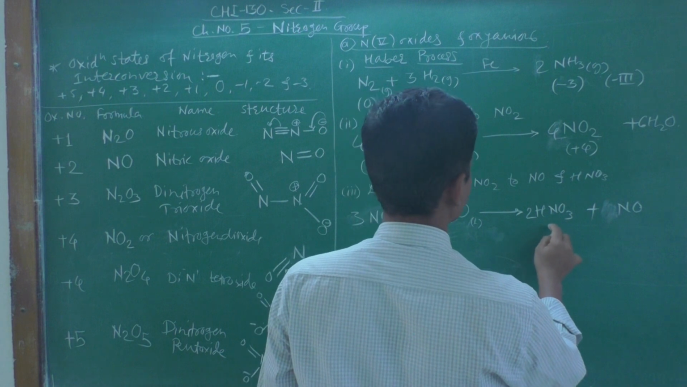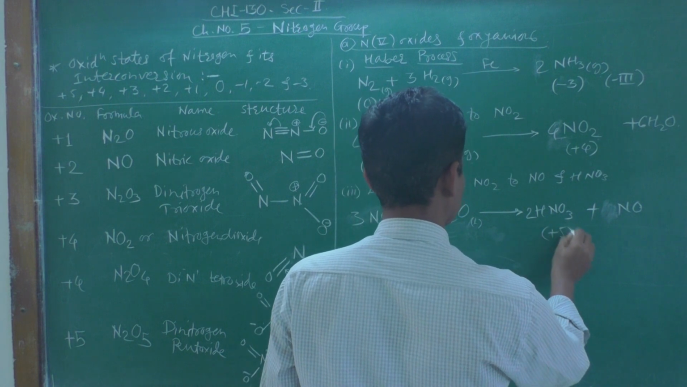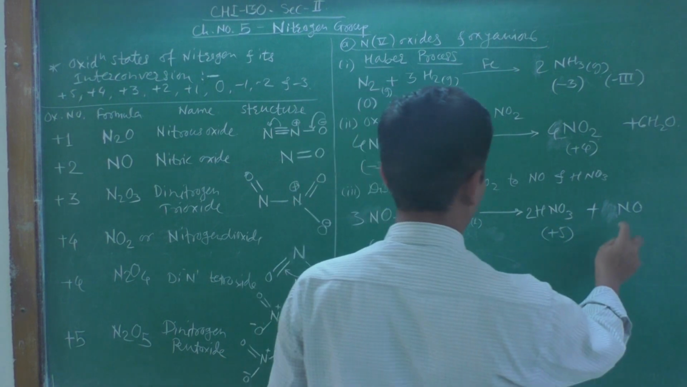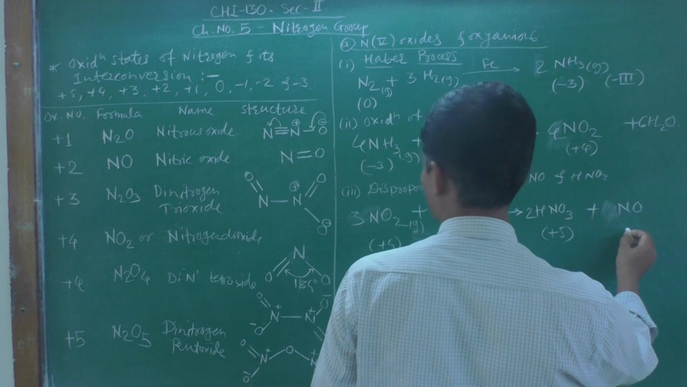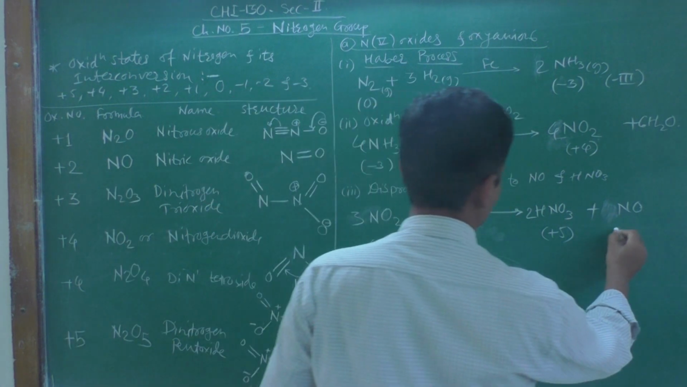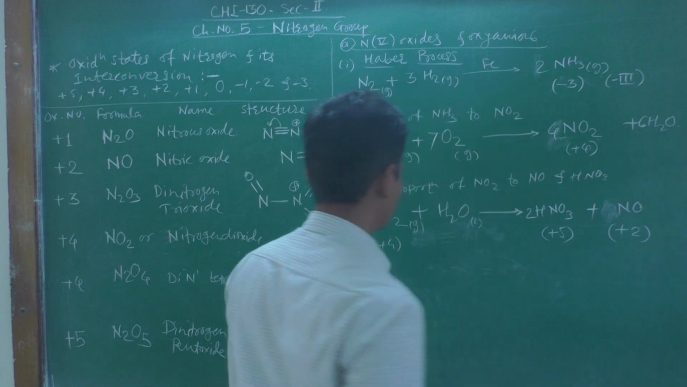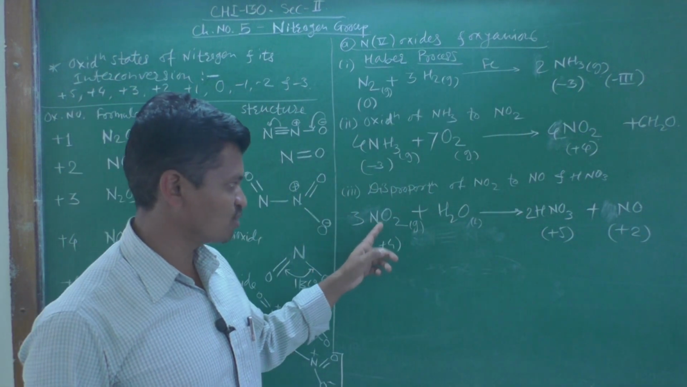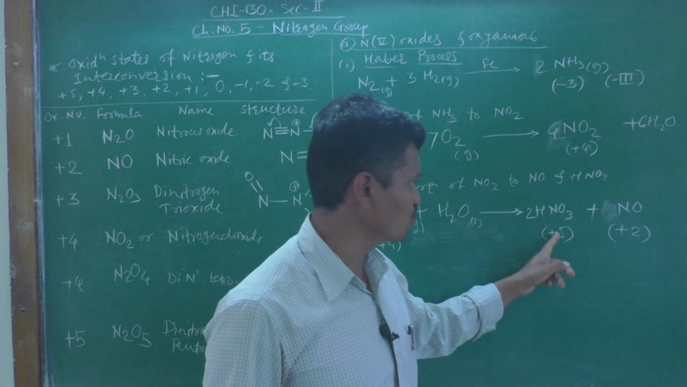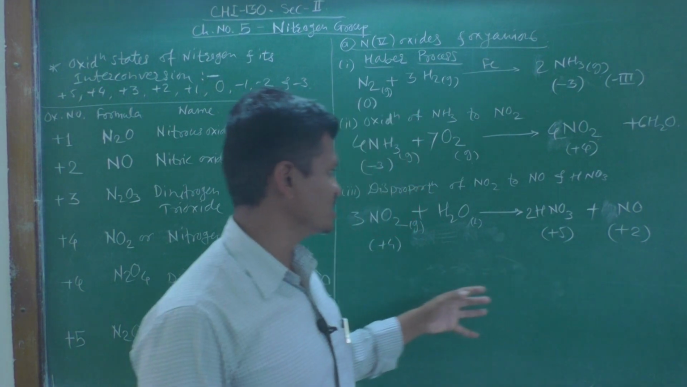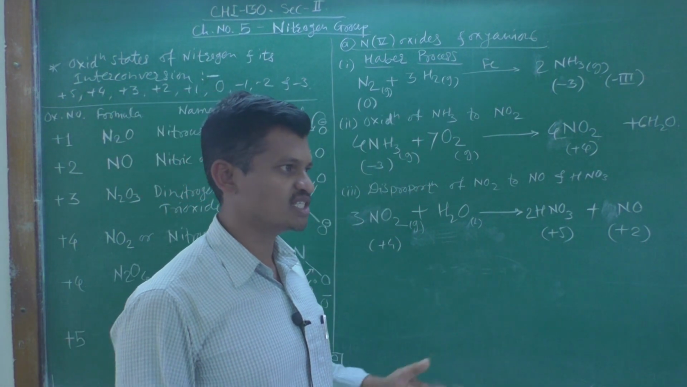And in this case HNO3 is in +5 oxidation state, nitrogen is in +5 oxidation state, and we know that in NO, nitrogen is +2. So, here this is the interconversion of the +4 oxidation state of nitrogen, that is NO2 gas, to +5 and +2, meaning this reaction is called a disproportionation reaction.